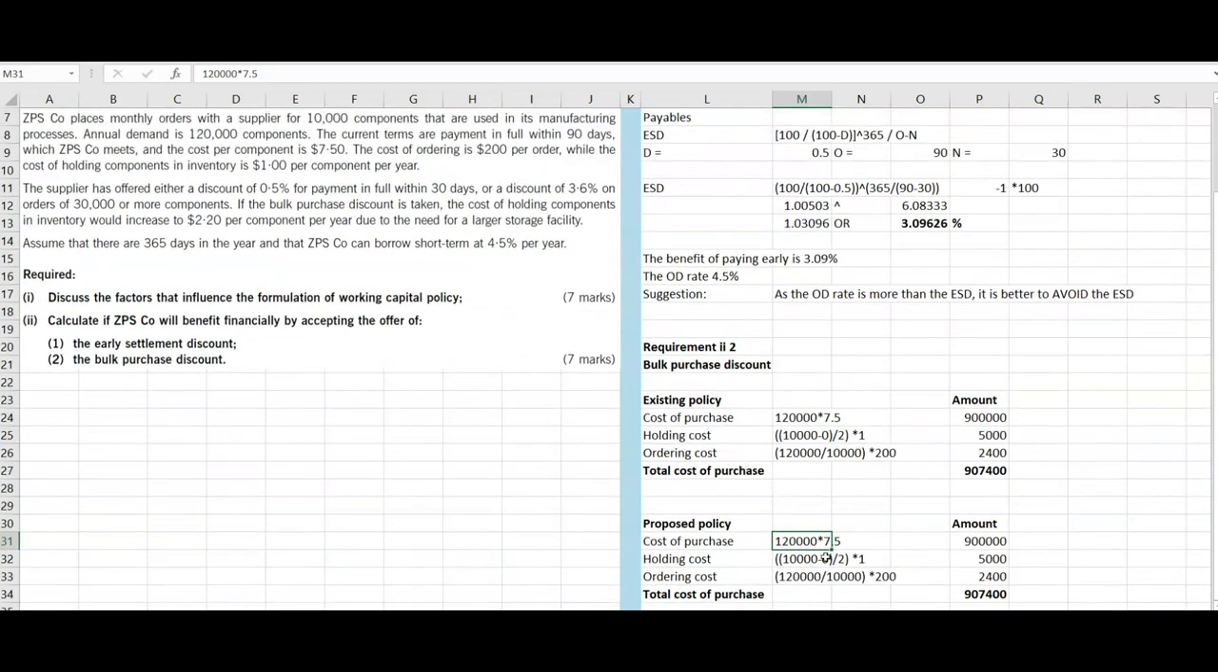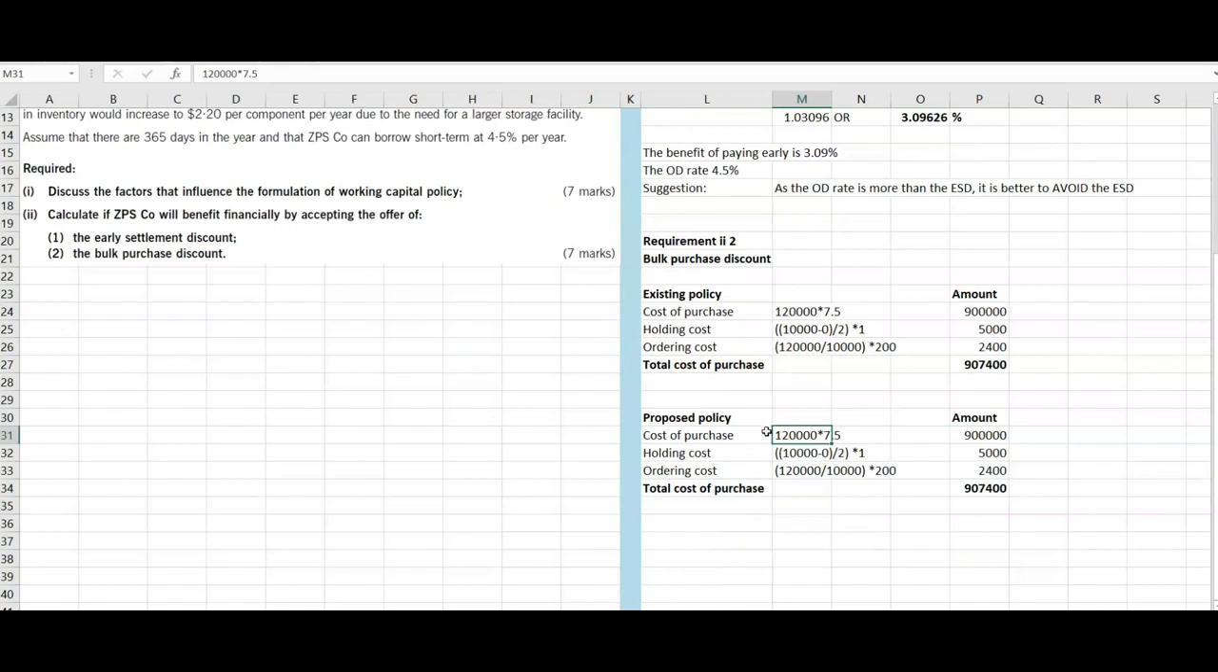See, if we are going to buy in bulk, he says the supplier has offered a discount of 0.5% if paid within 30 days. So that is about the early settlement discount, or a discount of 3.6% on orders of 30,000 or more components. So if you buy 30,000 or more components, we'll get a 3.6% discount. If the bulk purchase discount is taken, the cost of holding components in inventory would increase to 2.2 per component per year due to the need for a larger storage facility. So only a few numbers are changing.